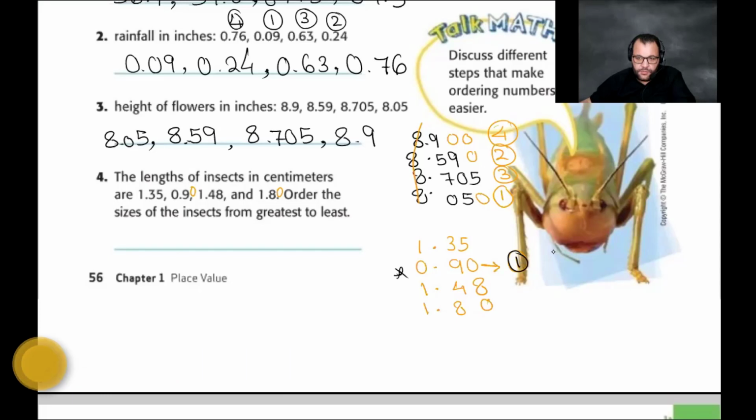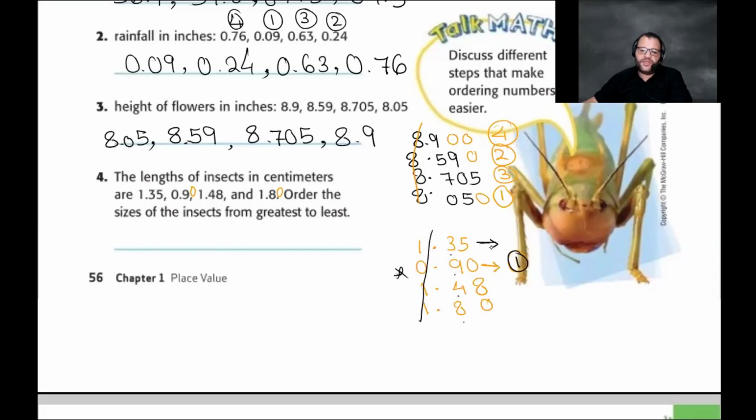Yeah. The next one is 1.80. So now all of the numbers before the decimal point are the same because we cancelled 0. Now we have 3, 9, 4, and 8. Which one is the smallest one? 3, 9, 4, and 8.